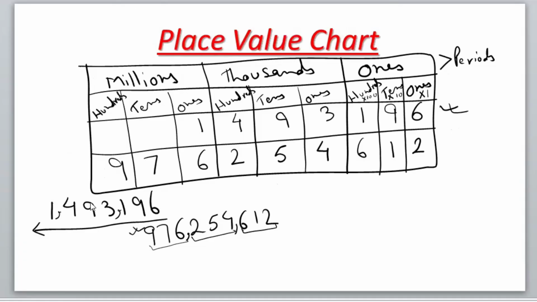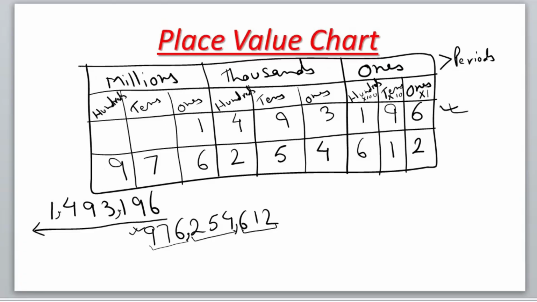Okay, then we learned the place value chart. We learned how to draw a place value chart and how to place the numbers in the place value chart. And what are they in the place value chart? There are periods, ones period, thousands period, millions period. If the number is bigger than this, then billions, trillions will also come. Okay. And always remember, each period has only three places: ones, tens, hundreds. Ones, tens, hundreds. Ones, tens, hundreds. So each period will have only three places. No matter how big the number is, each period will have only three places.